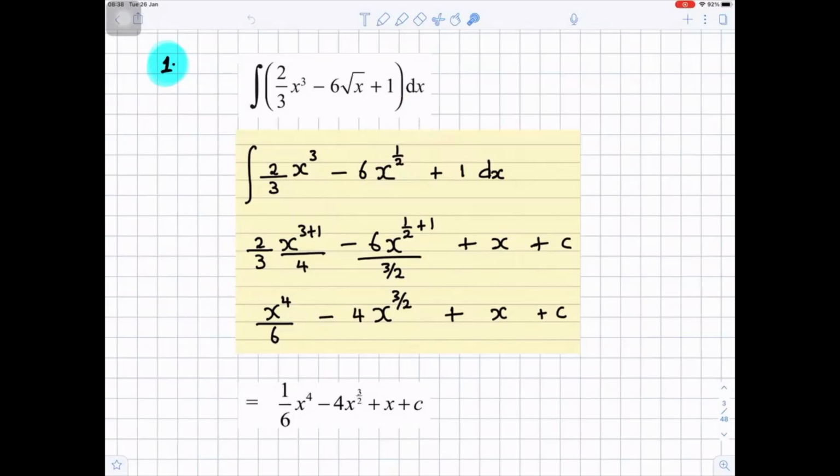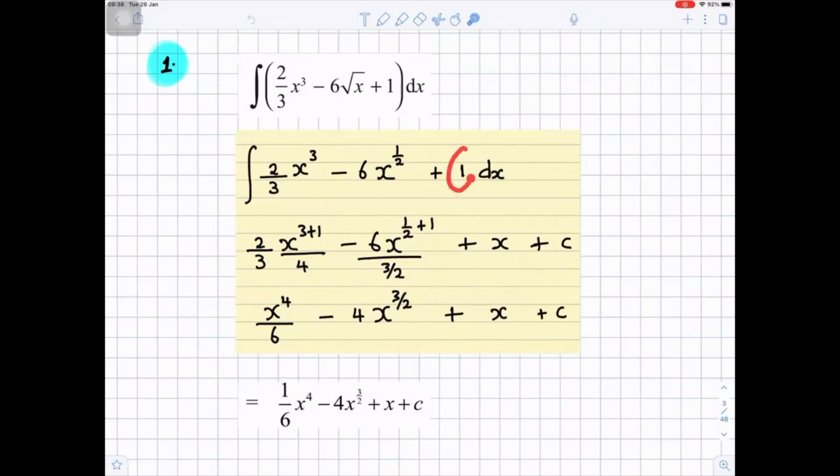So when we integrate, we add 1 to the power and divide by the new power. So it's x cubed plus 1, 3 plus 1, and divided by the new power, which is 3 plus 1 is 4. So it's 2 over 3 times x to the 3 plus 1 over 4, minus 6 x to the half plus 1. You add 1 to the power. Half plus 1 gives you 3 over 2, and you divide by 3 over 2.